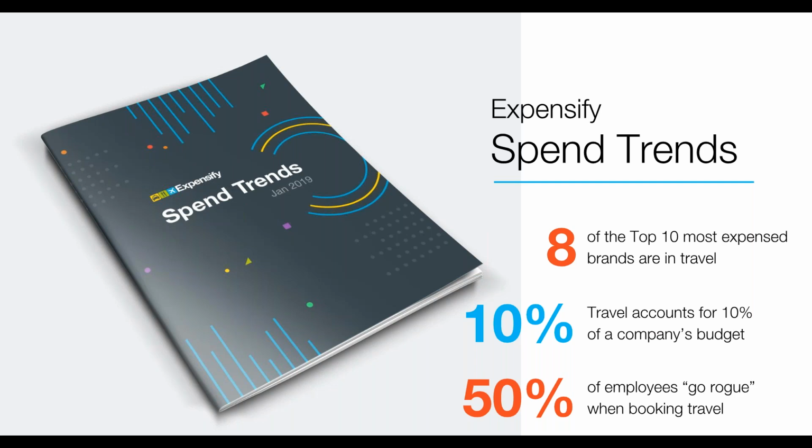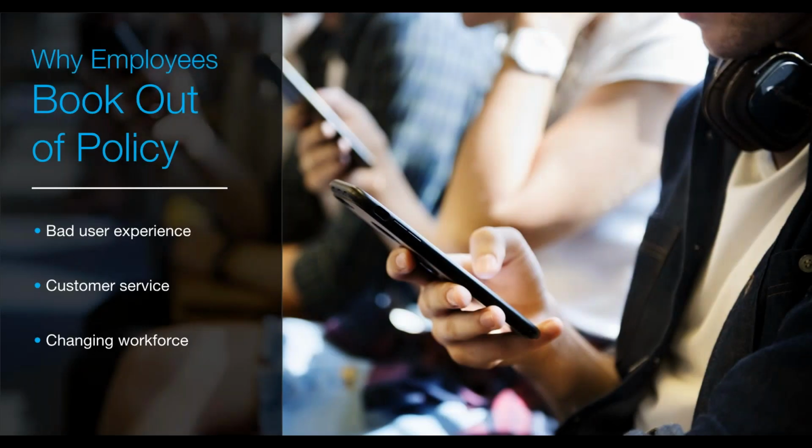What both TripActions and Expensify are trying to do there is really change the narrative by being the best travel tools and the best expense tools, no matter how complex your company is. And so let's dig a little bit deeper into how employees go rogue and what really makes that difference. As noted, 50% of bookings happen outside of policy, and employees go rogue primarily because of outdated systems, but that's really not the whole story.